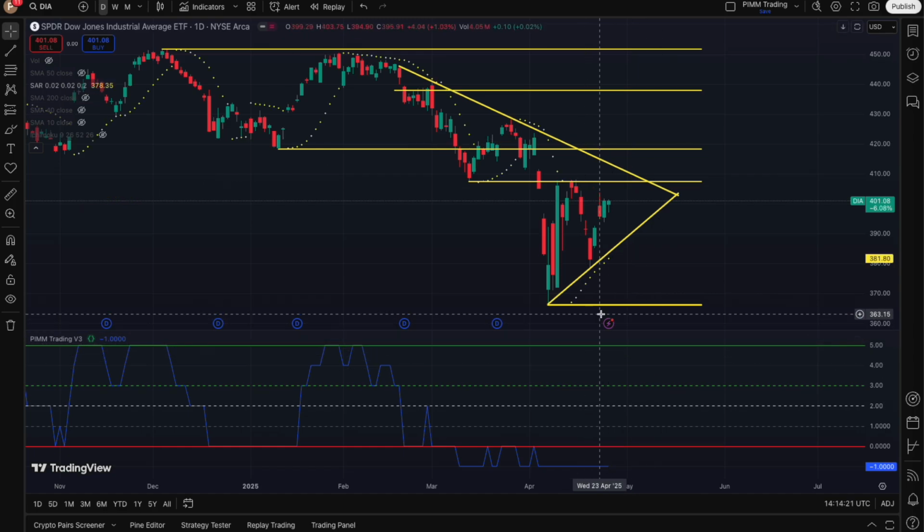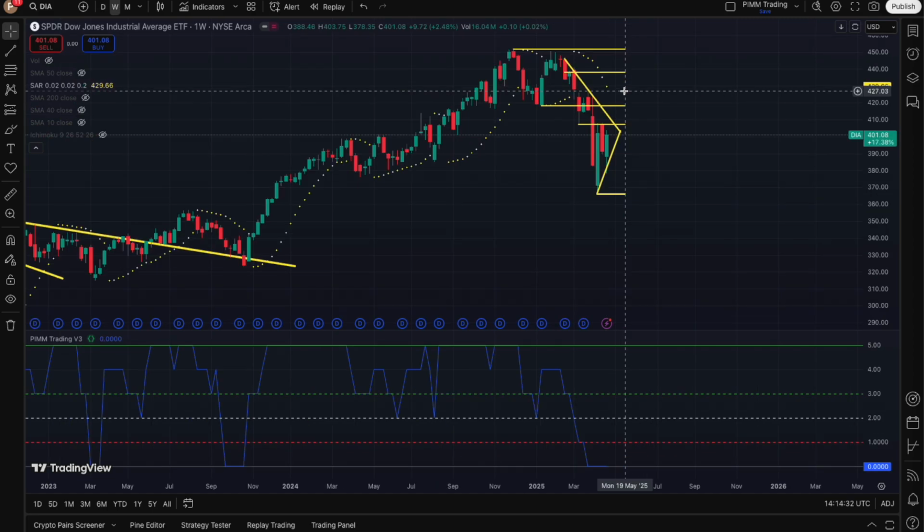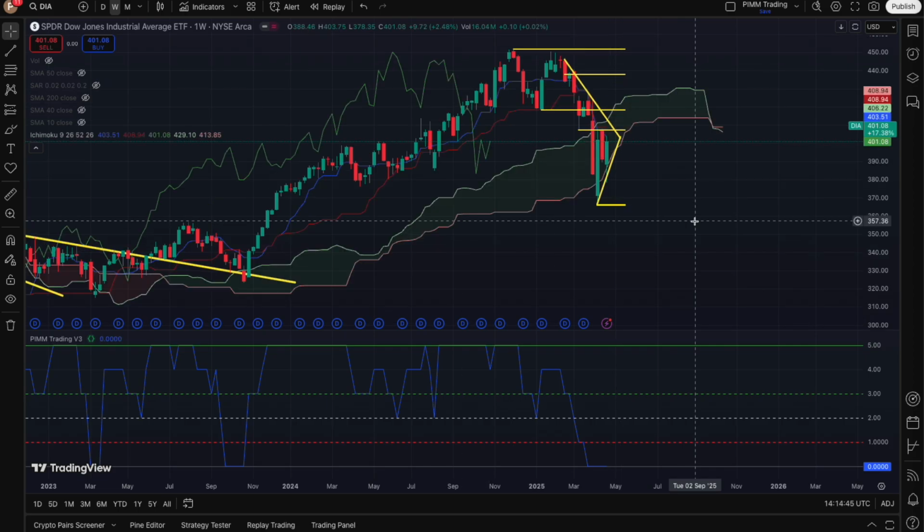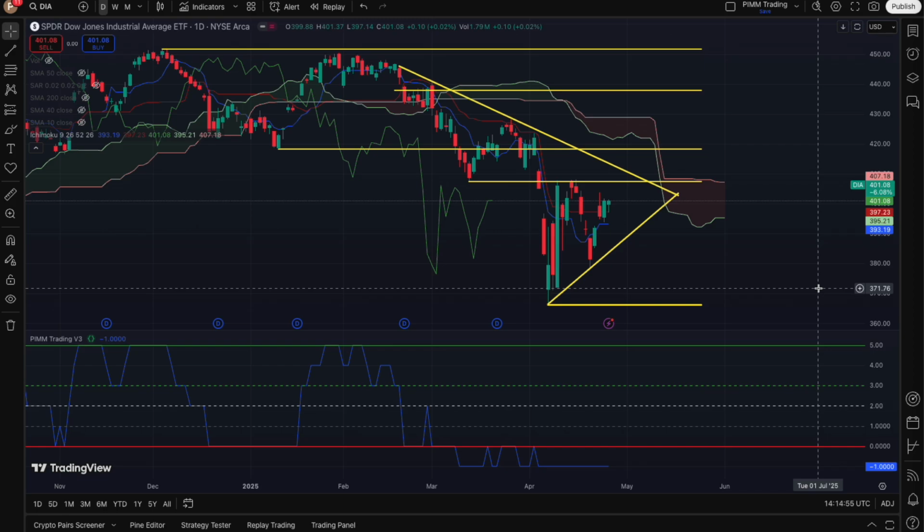The parabolic SAR dot continues to be under the price, which is a good sign, meaning that there's support there. Based on the weekly chart, the parabolic SAR dot is above the price, meaning there's still quite a ways to go before this one looks more bullish. On the weekly, the price is still inside the Ichimoku cloud, about halfway through it, and on the daily, it is pretty far away from it. Based on the angle of where the price is moving, it will probably try to get through it on the thinner part of the cloud.